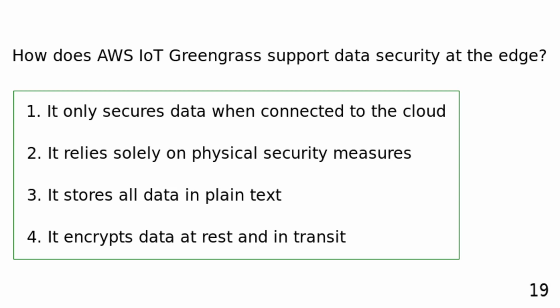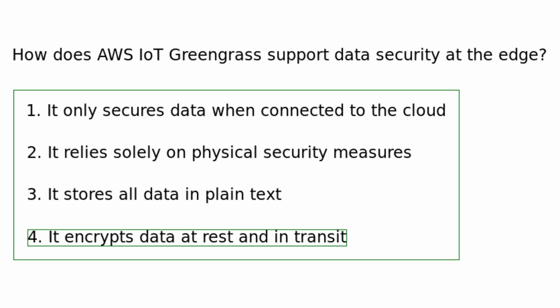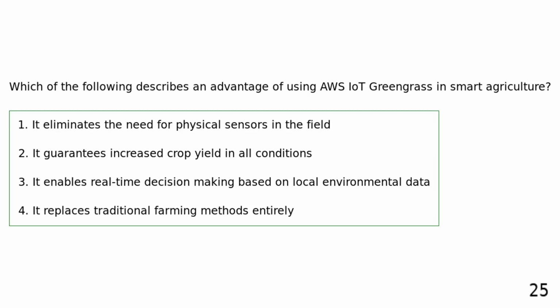It only secures data when connected to the cloud. It relies solely on physical security measures. It stores all data in plain text. It encrypts data at rest and in transit. AWS IoT Greengrass enhances data security by encrypting data both at rest and in transit, even for local communication between devices. Which of the following describes an advantage of using AWS IoT Greengrass in smart agriculture?